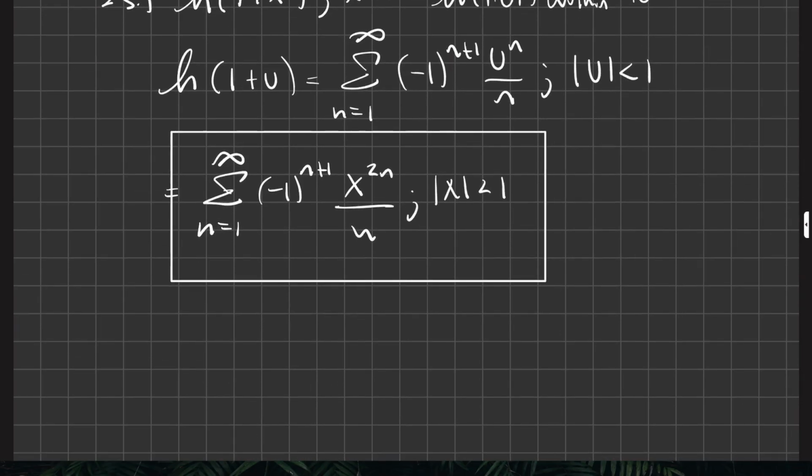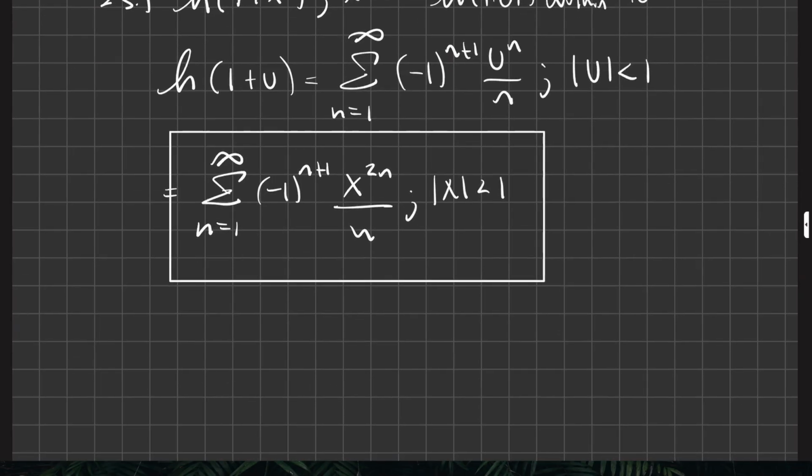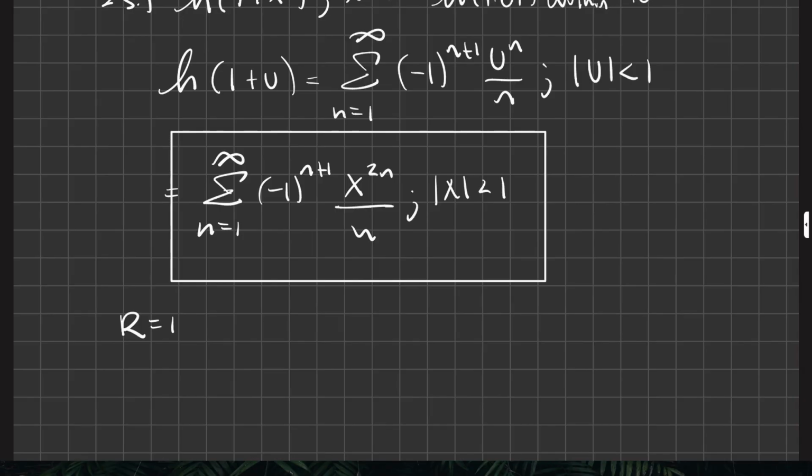This isn't that bad. So the radius is 1. And we're looking at our endpoints plus or minus 1. So we can check. We get an alternating harmonic series. So we end up with our interval being negative 1 to 1 included. Again, go through that work if you need to.